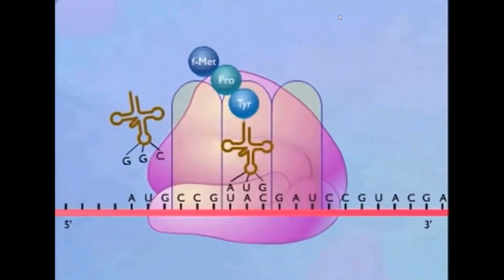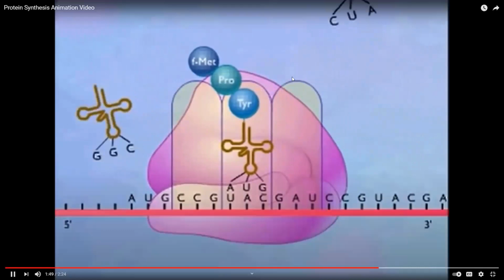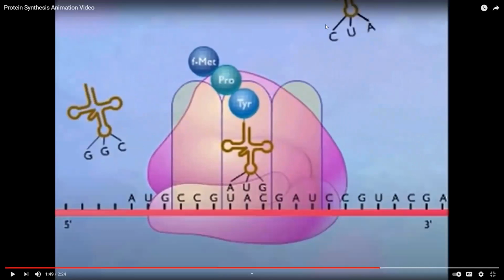Now the ribosome continues. The protein is formed by 3 amino acids, and the same thing will continue, so forth and so on.